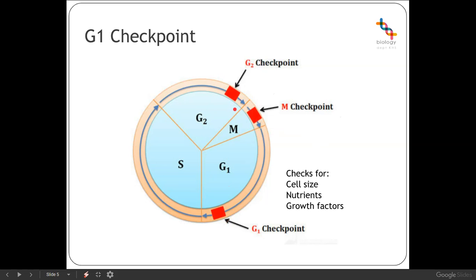Our first checkpoint is our G1, and at this point we are looking for an appropriate cell size, so sufficient cell growth must have occurred, and we must also have appropriate amounts of nutrients and growth factors before we can move into S phase.